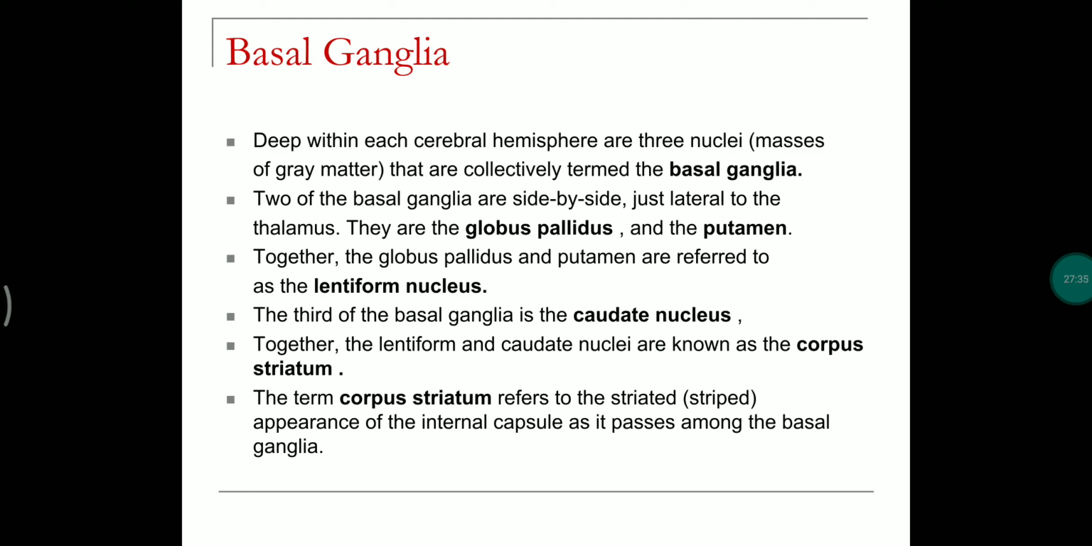Basal ganglia are the nuclei present in the cerebral hemispheres. The three nuclear masses are called basal ganglia. They are very important in functions like our motor activities and the integration between the thalamus and cerebrum. They are the globus pallidus, the putamen, and the third one is the caudate nucleus.